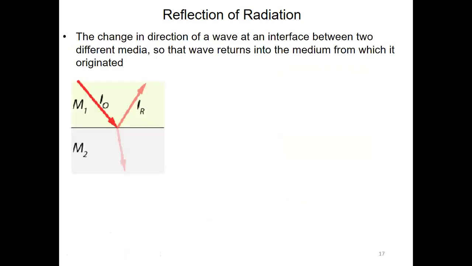And reflection is another phenomenon that any radiation can undergo. When there's an interface between two different media, the light can reflect and go in a different direction, but the light returns to the medium from which it originated. We call this reflection.